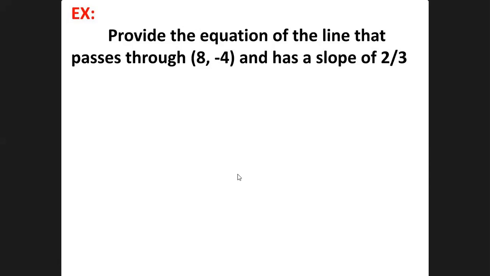Yes, Hannah. First, we'll get the slope. Already you don't have to find the slope in this question? No, it's 2 over 3. It's 2 over 3. So already we have a slope in this question, right? Yes. What else?